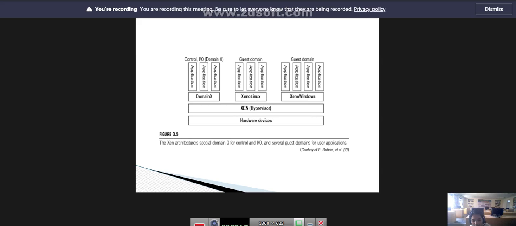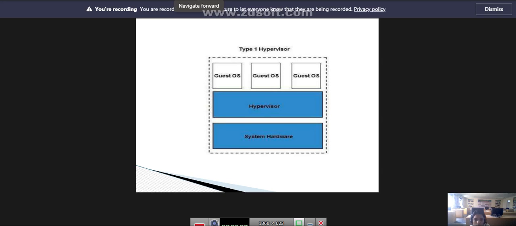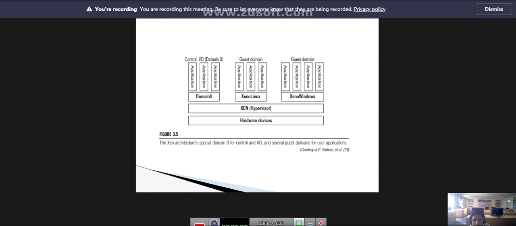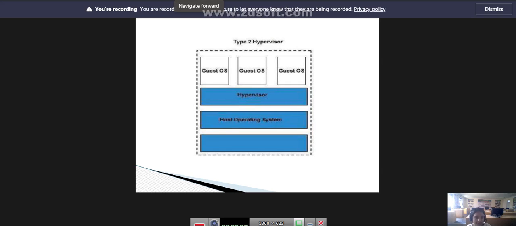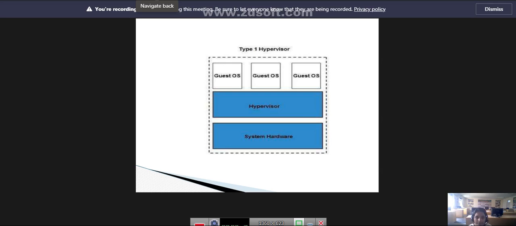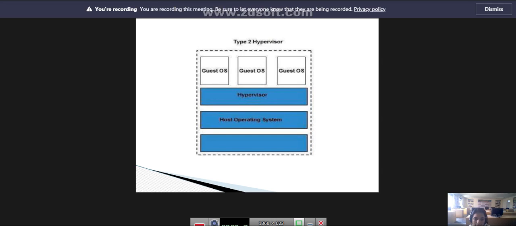Binary translation with full virtualization. Depending on the implementation technologies, hardware virtualization can be classified into two categories: full virtualization and host-based virtualization. This is the diagram of the type 1 hypervisor. In this we have the guest operating systems and the hypervisor system software.